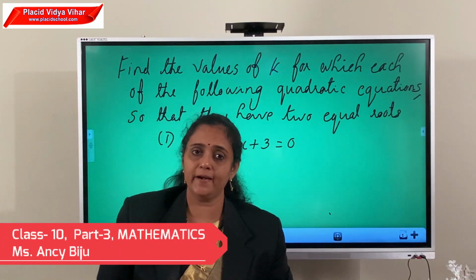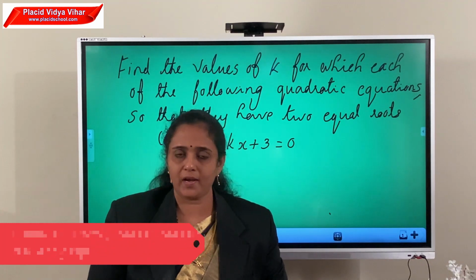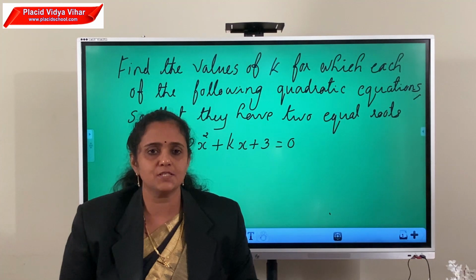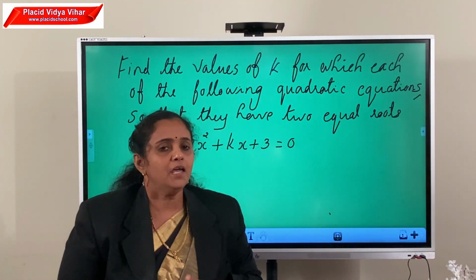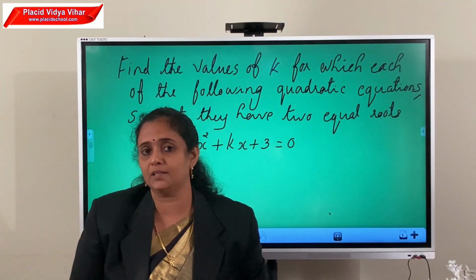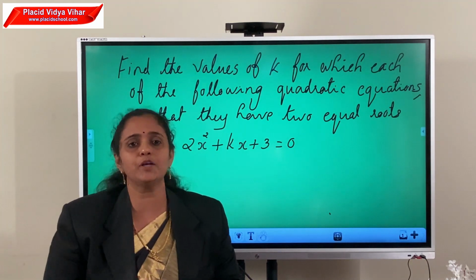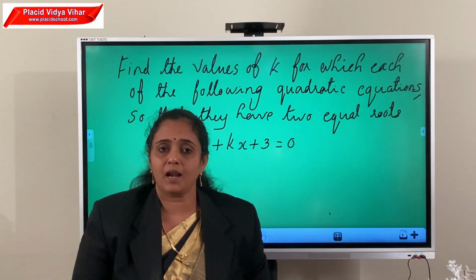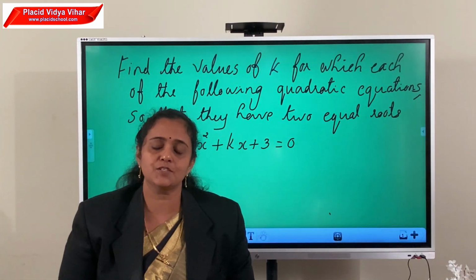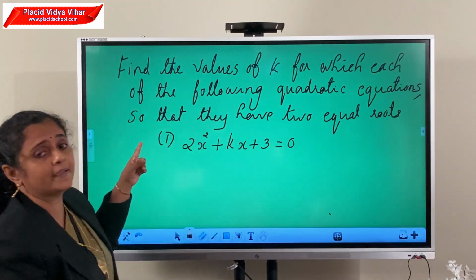In the last class we already discussed the discriminant and nature of the roots of the quadratic equation. The discriminant of the quadratic equation is b square minus 4ac. If b square minus 4ac is greater than 0, we know that the roots are real. If b square minus 4ac is equal to 0, the roots are equal. If b square minus 4ac is less than 0, there are no real roots of the quadratic equation. Then we can start the next question.